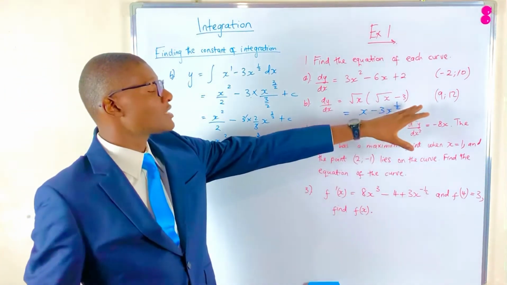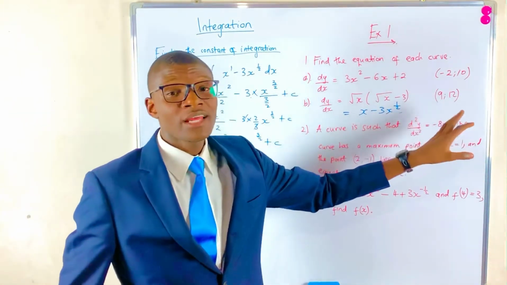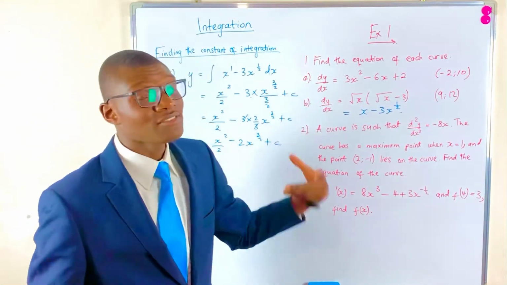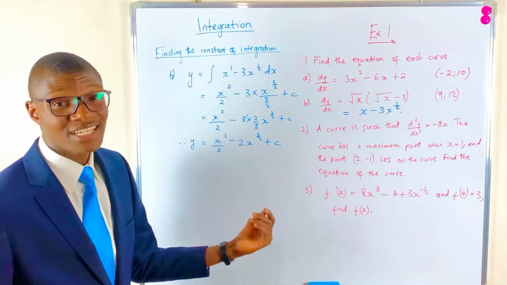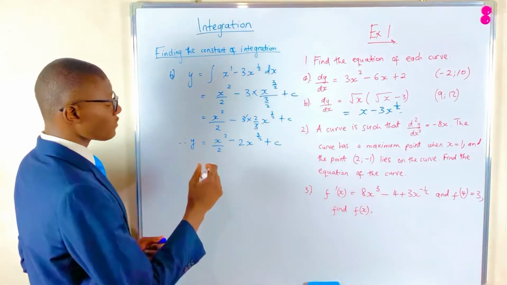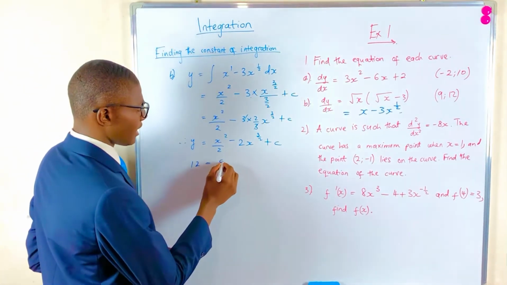And now if we substitute the point (9, 12), the point (9, 12) lies on the curve, which is this gradient function. So if we substitute that point into this equation, we should get the constant of integration. So we're saying that y is 12 when x is 9.